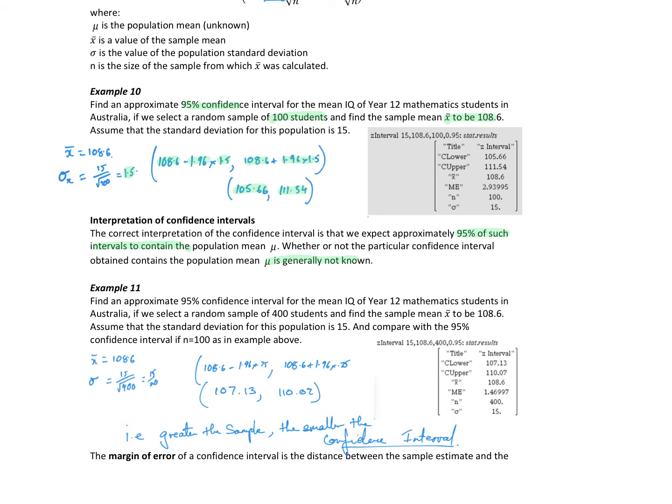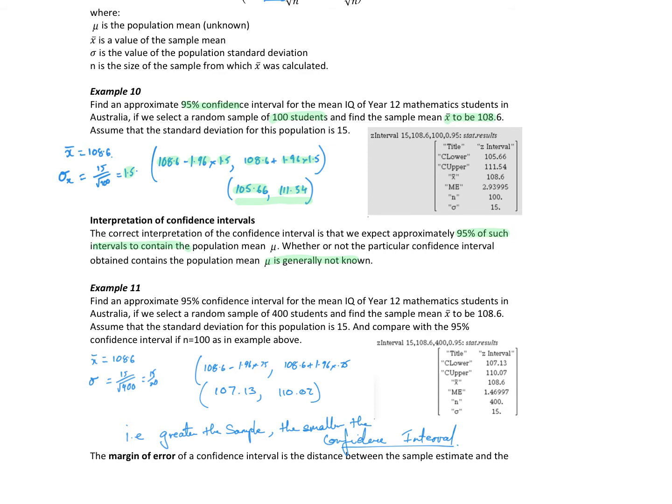So what we're saying is that if we take 100 samples, if we get 100 students and work out the average IQ of each of those 100 samples, so 100 lots of 100, I would expect 95% of their average IQ scores to be within that interval.